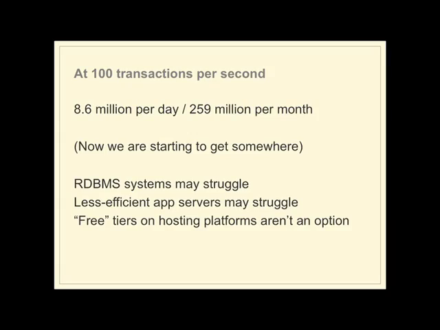So now we've got 100 transactions a second. Now we're getting somewhere. You get almost 259 million API calls a month if you sustain that throughput on average. Depending on your database, you can get a relational database to handle 100 queries a second without excessive struggling. You can get an app server to handle 100 transactions a second, but now is when you start to think about your hosting options and your app server options and your database options, especially if you think that you're going to keep growing.